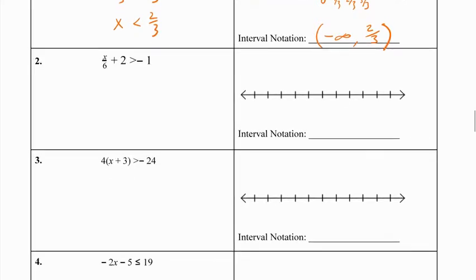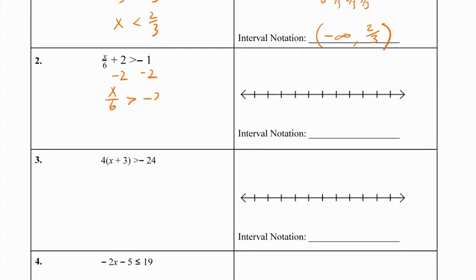Number 2, x over 6 plus 2 is greater than -1. So we subtract 2 from both sides, and we get that x over 6 is greater than -3. To undo a division, we want to multiply by 6 on both sides. Our 6's will cancel, and we'll have x is greater than -18.